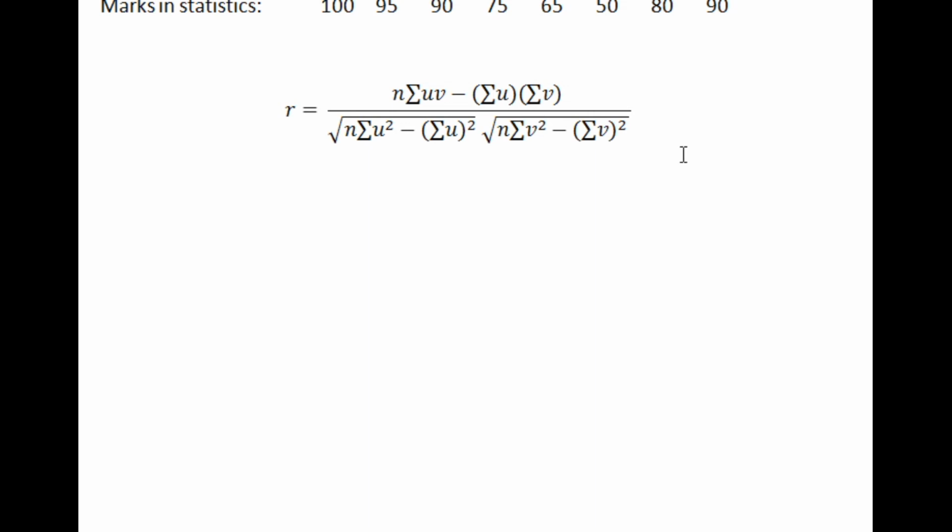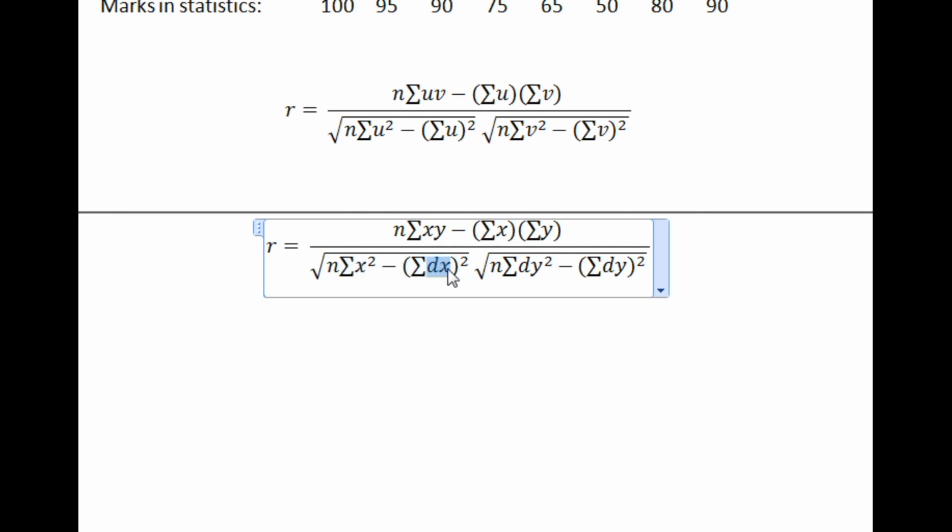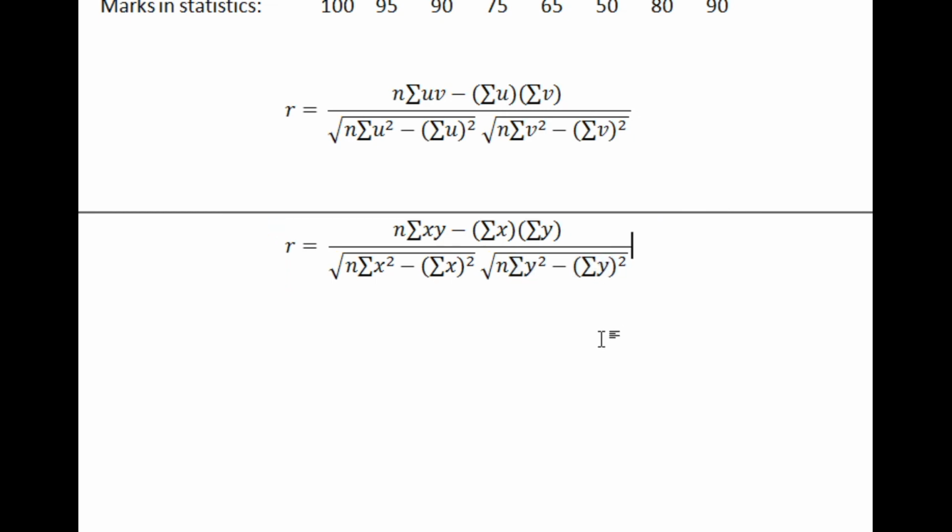One more formula is there, which some of the statisticians use. They are removing this d. See, I will remove only the d. This formula is also correct. So n summation of xy minus summation of x into summation of y, divided by root of n into summation of x square minus summation of x whole square, into root of n into summation of y square minus summation of y whole square. This formula is also correct. So which formula is best to use?